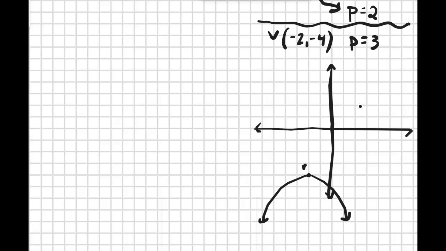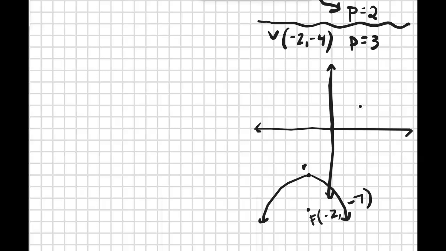The focus will always be kind of inside your parabola. So if I go 1, 2, 3 units down, we get our focus. And that focus ends up being -2, -7. So you'll write that down for your focus. And then your directrix, I know it's going to be 3 units in the opposite direction.